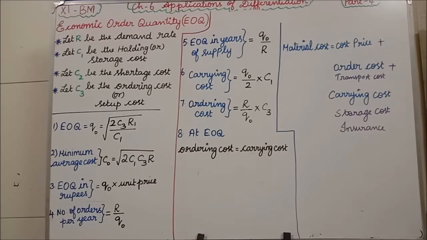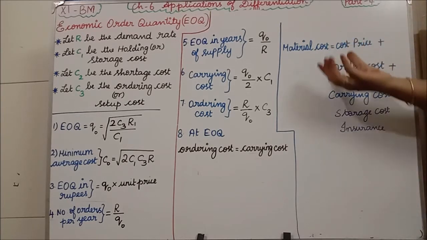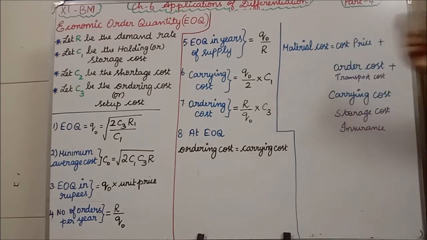We are now in part 4 session. In part 4 session, we are going to learn about economic order quantity, EOQ. Before going into this topic, we have to know some of the inner concepts. First, we learn that. Now I am going to explain one concept, which is material cost.